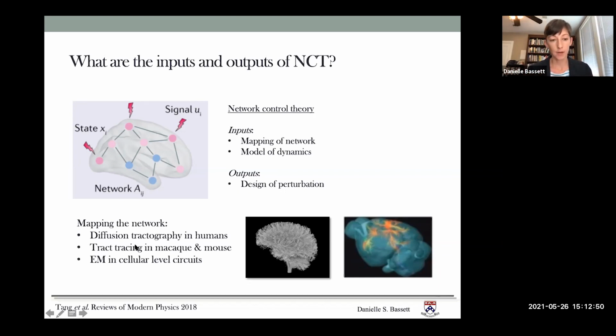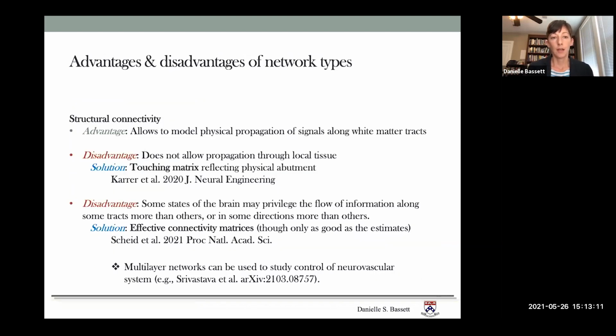In mapping the network, we typically would use something like diffusion tractography in humans at the very large scale. If we're studying macaque or mouse, we would typically use tract tracing data that maps out structural connectivity. Or in cellular level circuits, we might use electron microscopy. There are some advantages and disadvantages for different network types.